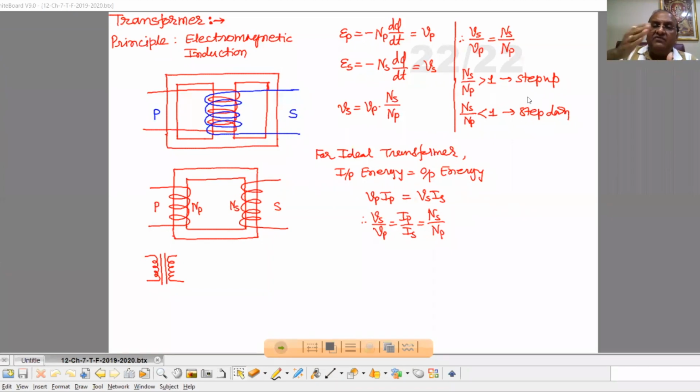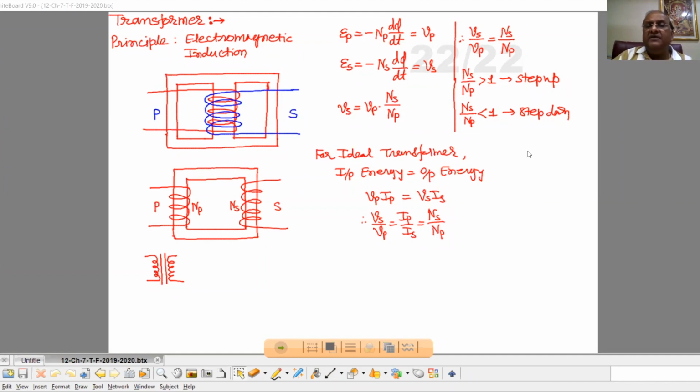And for the transformer for which Ns by Np is less than 1, in that particular case, the output voltage will be less than the input voltage. So that is called a step down transformer.